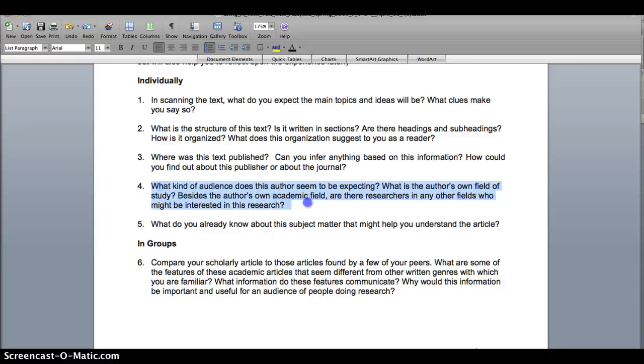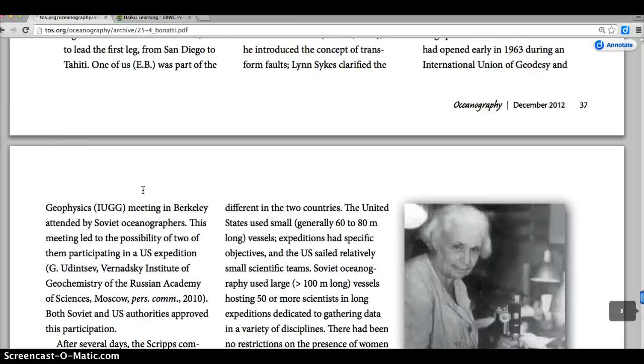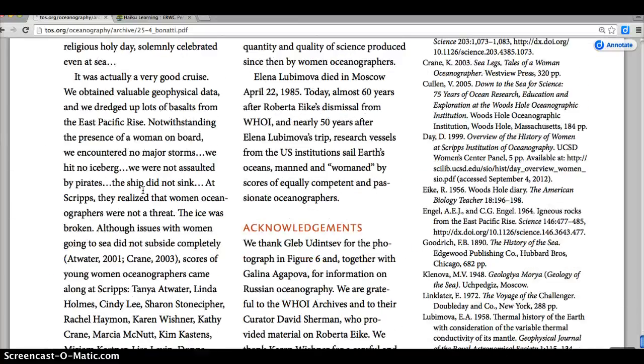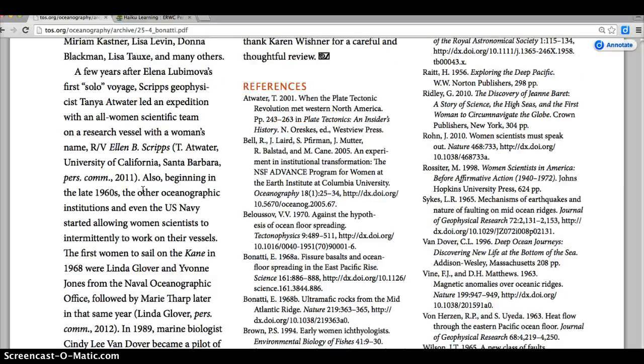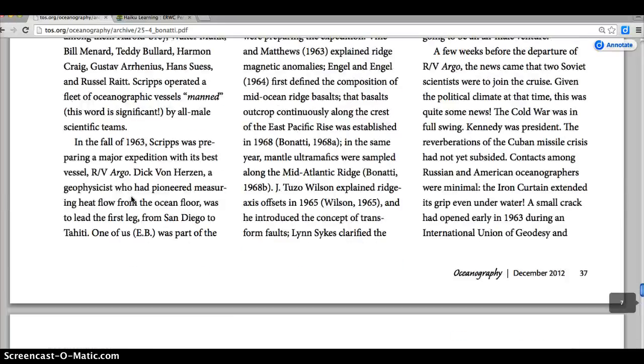Let's take a look at number four. What kind of audience does this author seem to be expecting? What is the author's own field of study? Besides the author's own academic field, are there researchers in any fields who might be interested in this research? All right, well, I'm going to go to the bottom. Sometimes that's where the author's info is, but no. So having gone to the bottom and not found it, I'm going to go to the top.